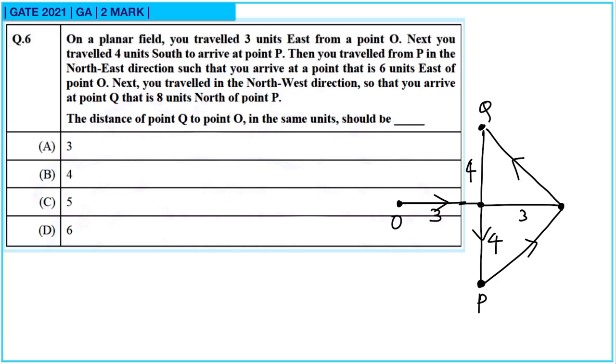The distance of point Q to point O in the same unit should be. Now this is a right angle triangle, this side is 3 and 4, that means this part will be 5 units. So option C is correct.